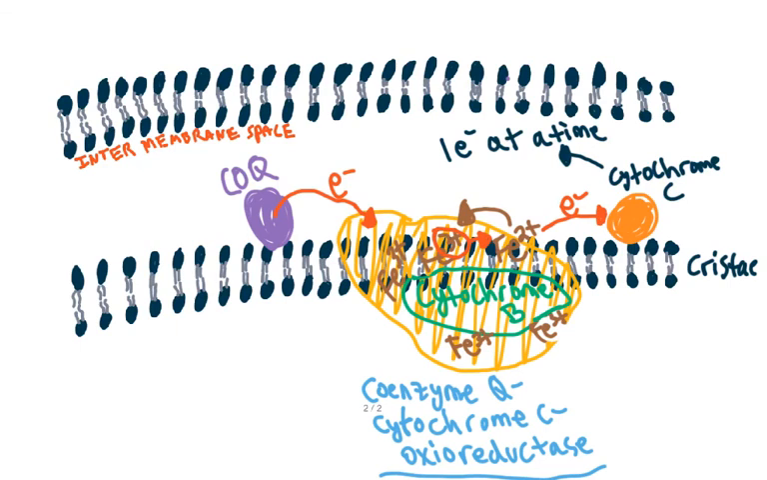In the next videos, we'll talk about what happens after cytochrome C receives these electrons, and what happens as it transfers one electron at a time to our cytochrome oxidase, which is also called complex 4.